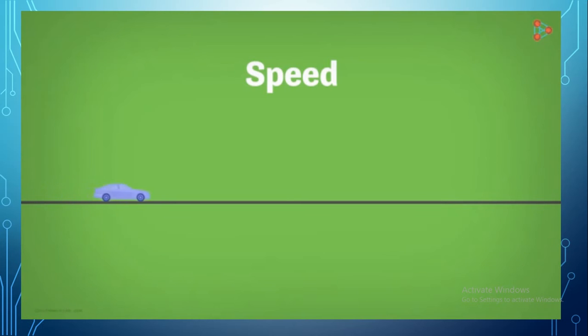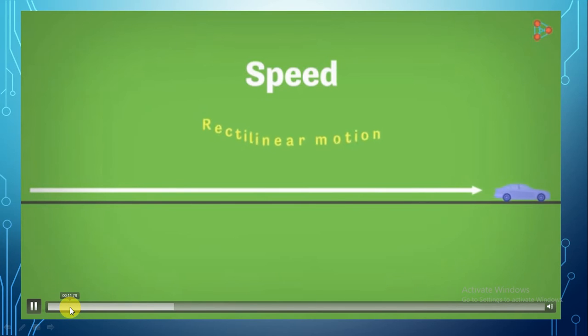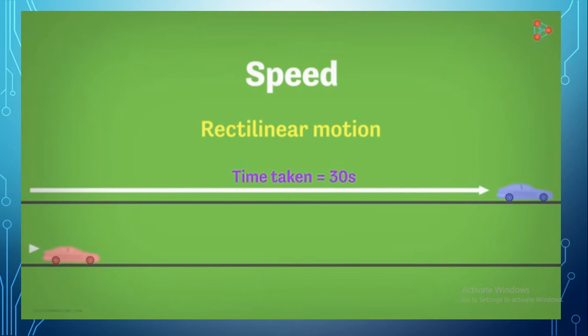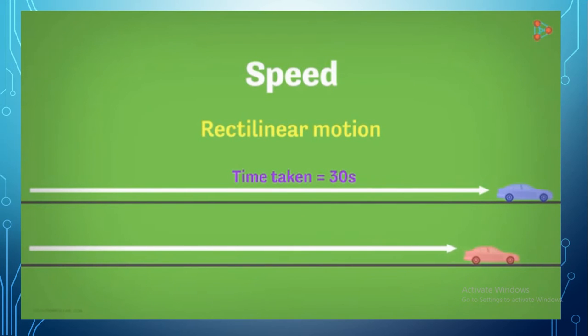Let's continue. Consider a car moving on a straight road. First of all, can you tell the type of motion it's undergoing? Since it's moving in a straight line, it's in rectilinear motion. Suppose the time it takes to reach the other side is 30 seconds. Now consider another car which is similar to the first one. It's also moving in a straight line path adjacent to the first one. The time taken by this red car to cover the same length of the road is 40 seconds.